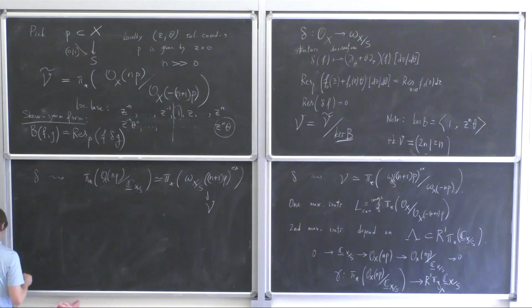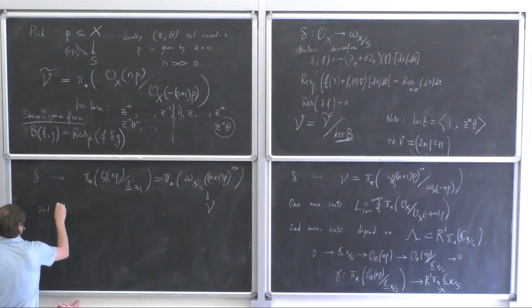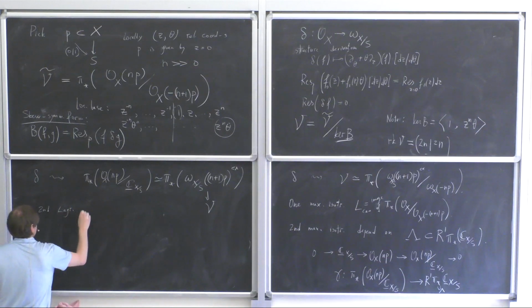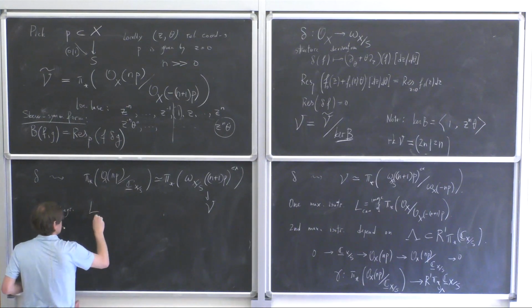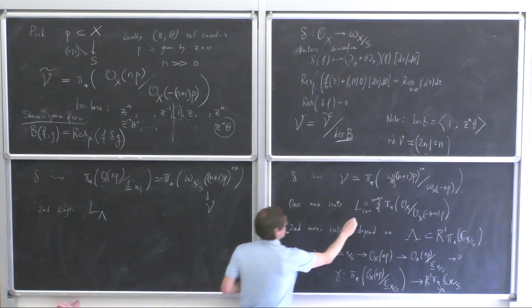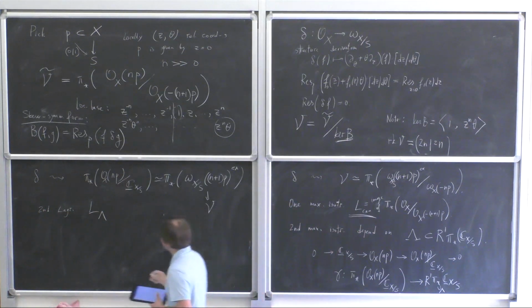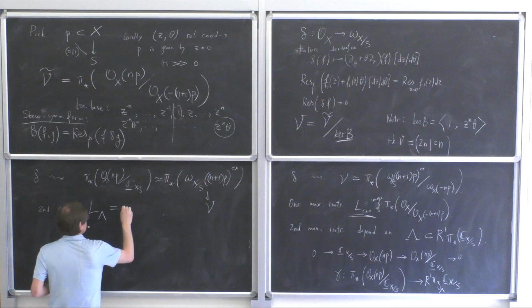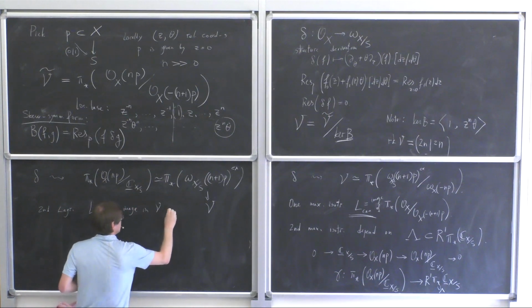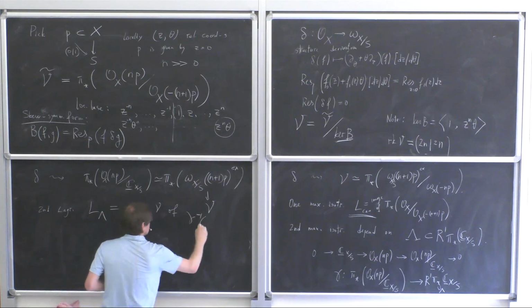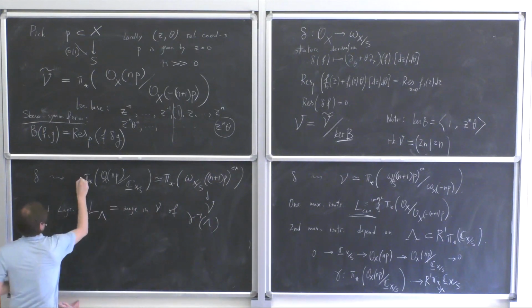And so the second Lagrangian is defined, so the second Lagrangian L sub lambda. So this is L canonical, that's the first one. The second one is L sub lambda. It's defined as the image in V of gamma inverse of lambda. So gamma inverse of lambda lives here.